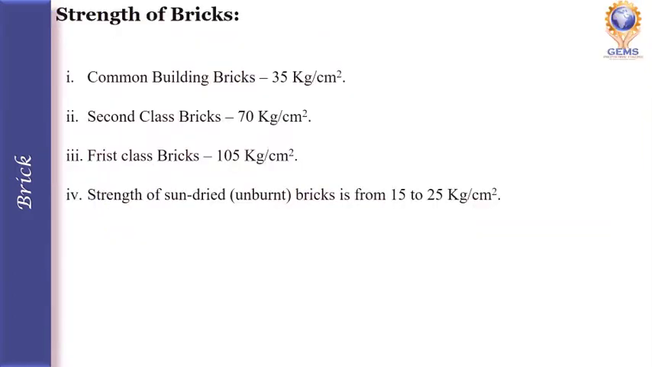Next is strength of brick. For common building bricks, the strength of brick should be 35 kg per centimeter square. For second class brickwork, the strength should be 70 kg per centimeter square. For first class bricks, the strength will be 105 kg per centimeter square. If bricks are unburned, that means sun-dried bricks, not clean-burned bricks, the strength should be 15 to 25 kg per centimeter square.